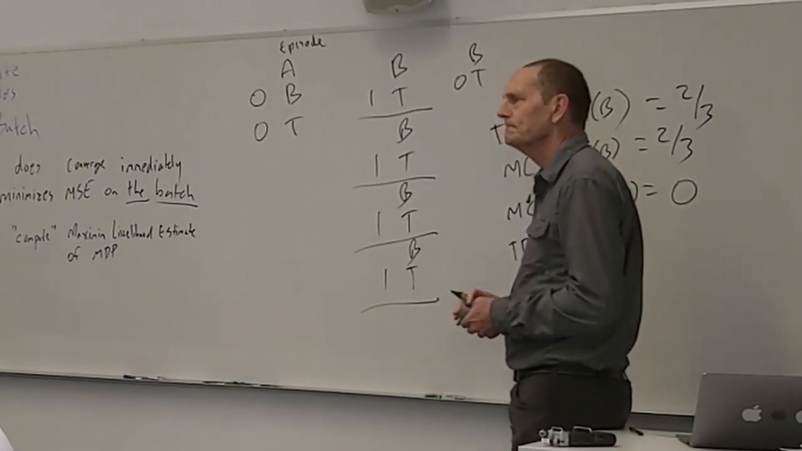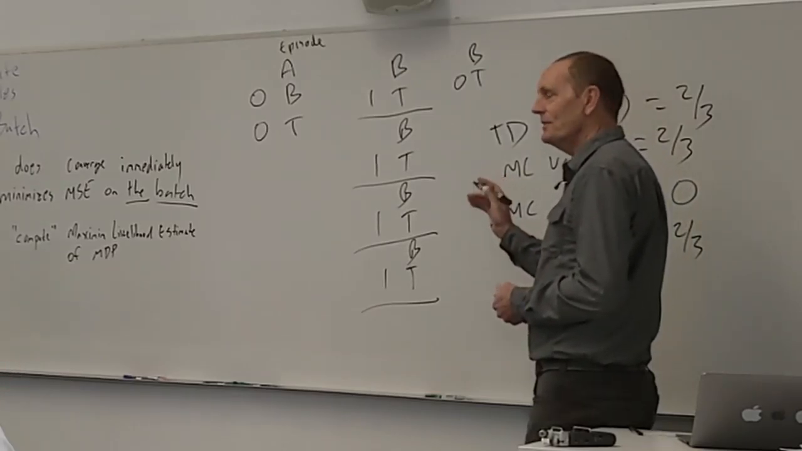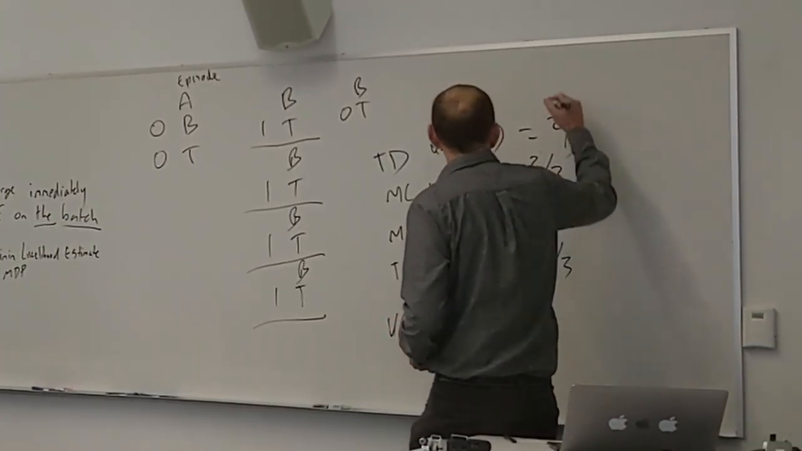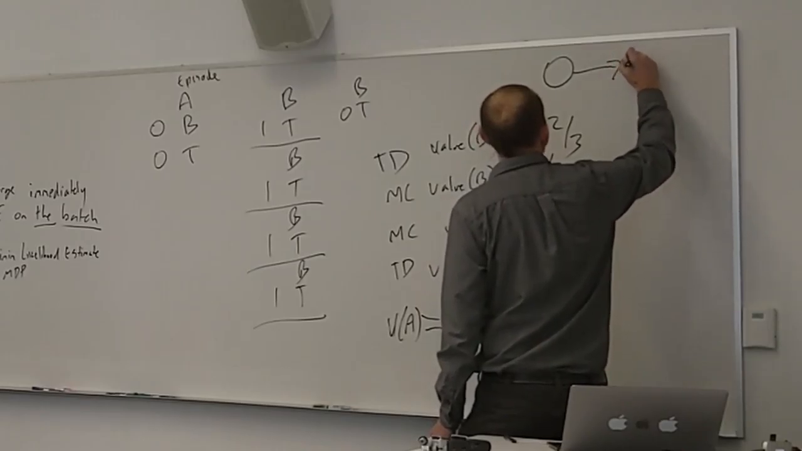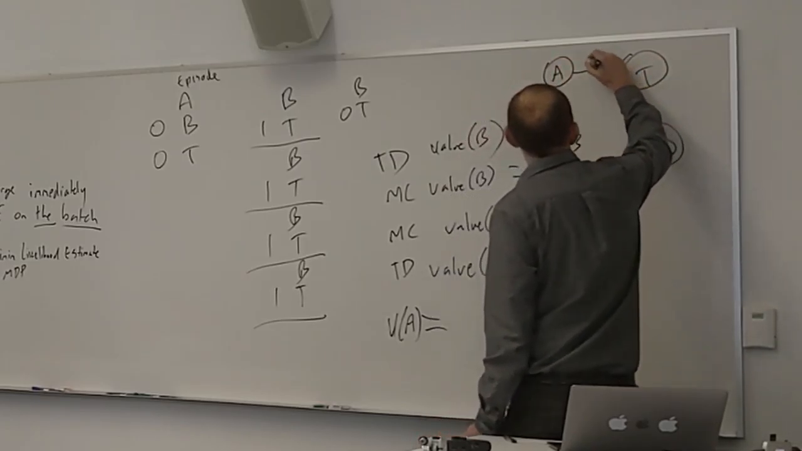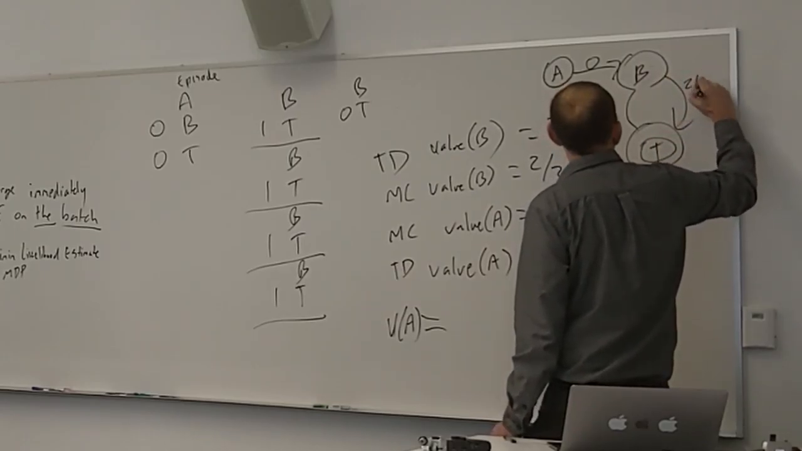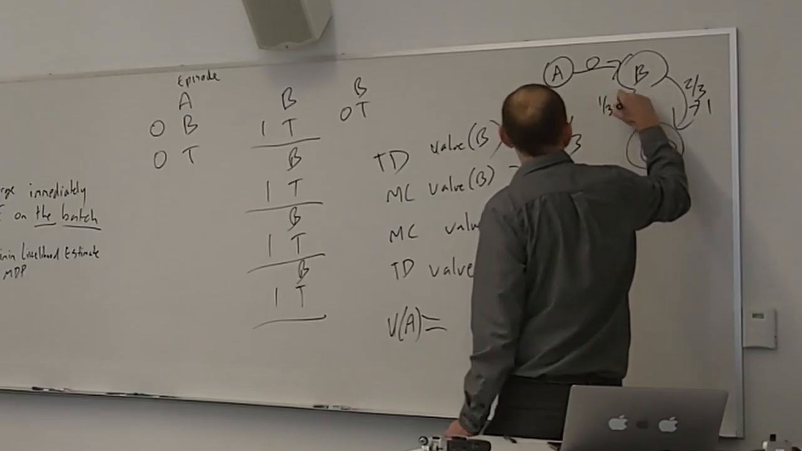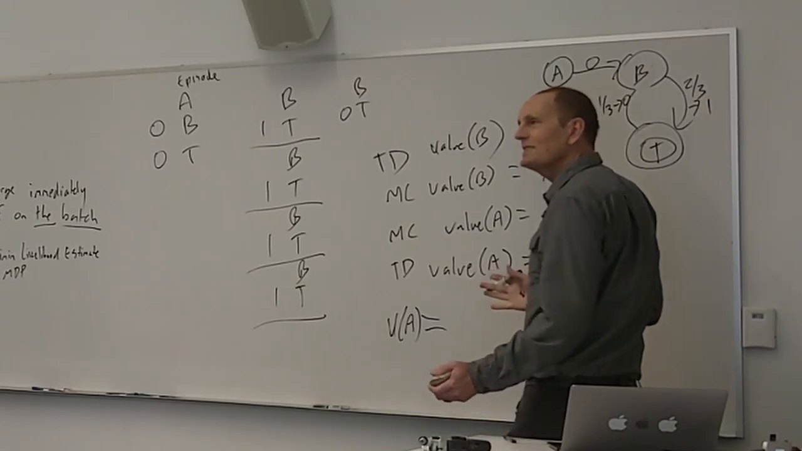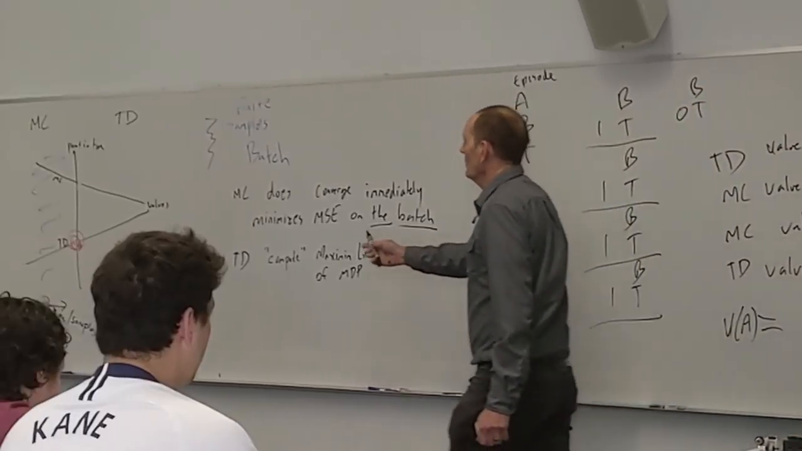Shannon. It's also 2/3, because basically the value of A equals our estimate function, right? And so basically what it's going to be doing is giving us the same value we'd have if we had something like this: A always goes to B, and B goes to T. 2/3 of the time you get a 1, and 1/3 of the time you get a 0, right? Does that make sense?